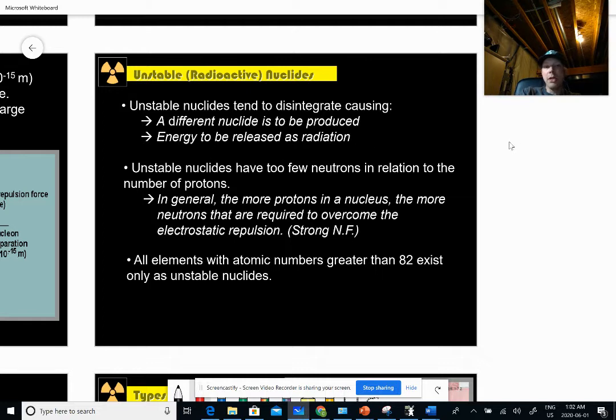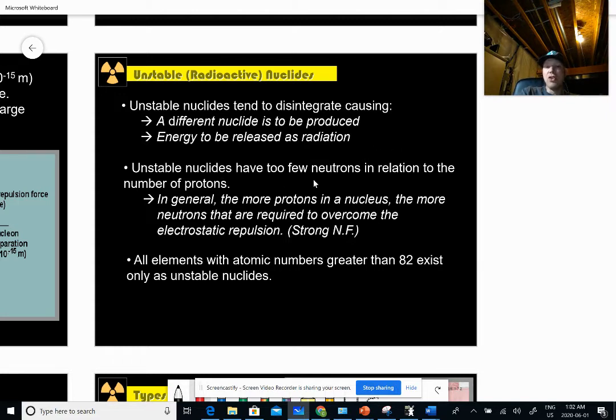This is talking about how when these start to decay and disintegrate, we create something different, a different nuclide. We call it a daughter product. We also produce energy that's being released, and that energy is in the form of what we call radiation. So we're going to look at the different types of radiation right away here.